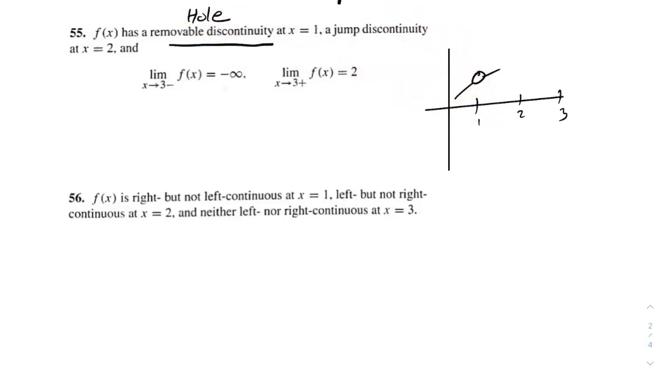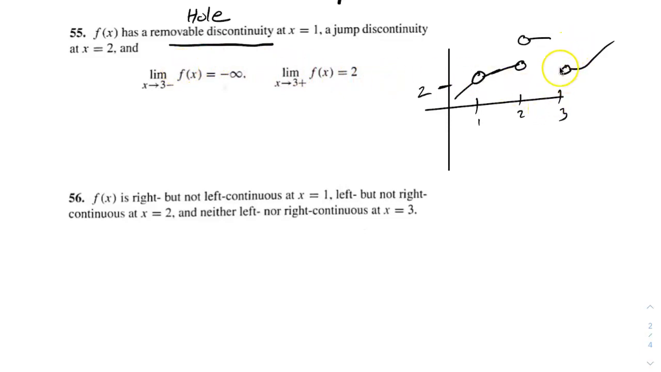We have a jump discontinuity at x equals 2. So at 2, we have a jump discontinuity. You can do it any way you want. So like that, right? Jump. If you want to fill one in, you don't have to. Then right here it says 3 from the left is negative infinity. 3 from the right is 2. So let's say this is 2. So 3 from the right is 2. 3 from the left is negative infinity.